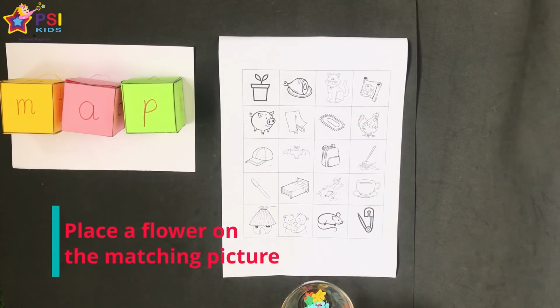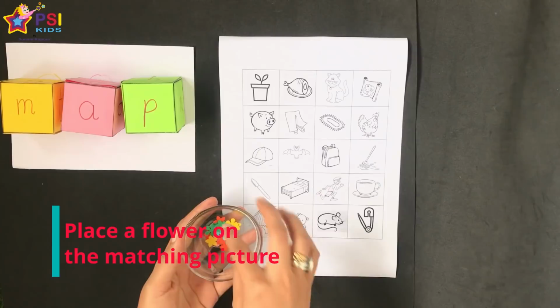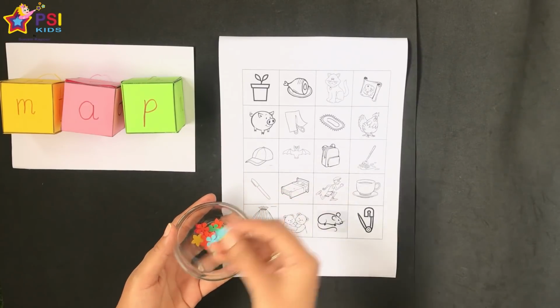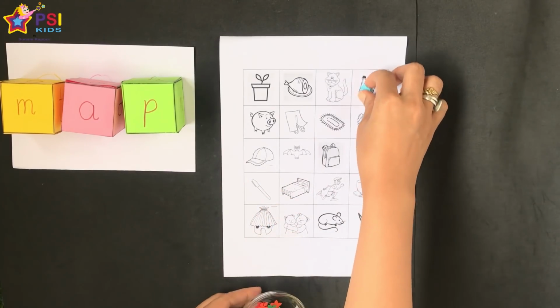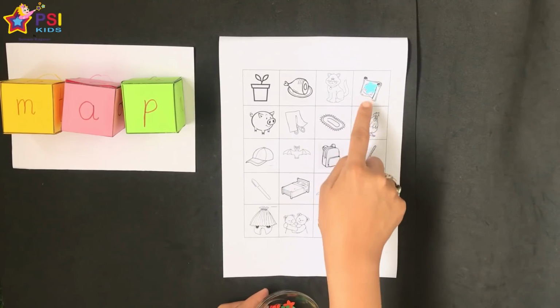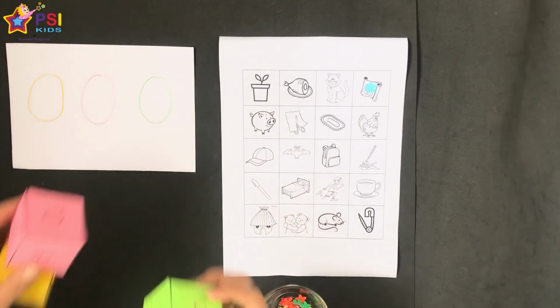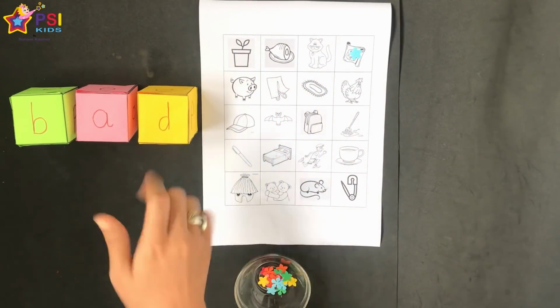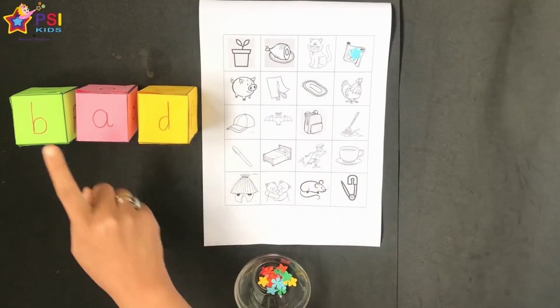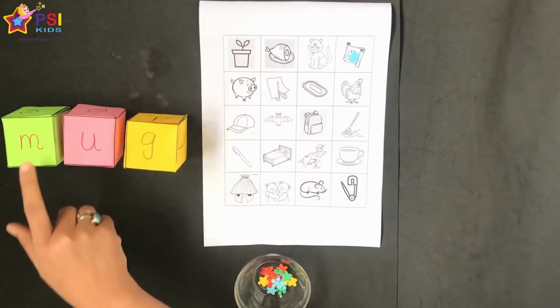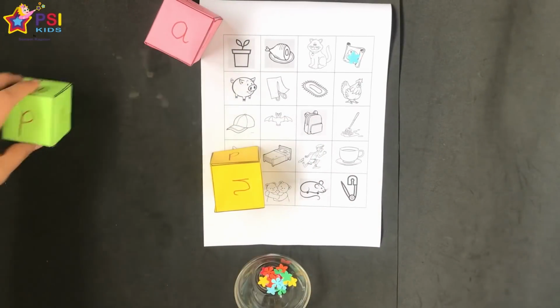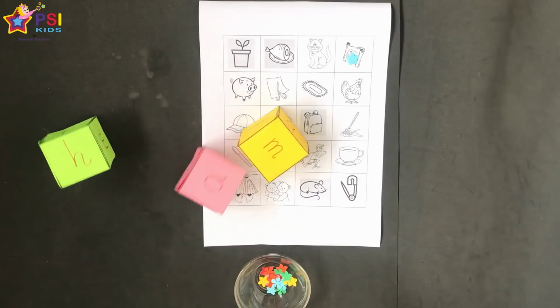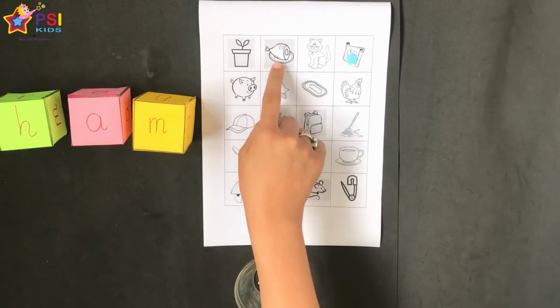Here we found map, and we placed a flower on the matching picture. The other way that we can play this is, let the kids find their own words in their own ways, not worrying about the colors. This activity goes on for hours and kids love making these words.